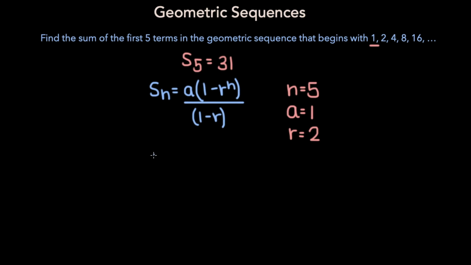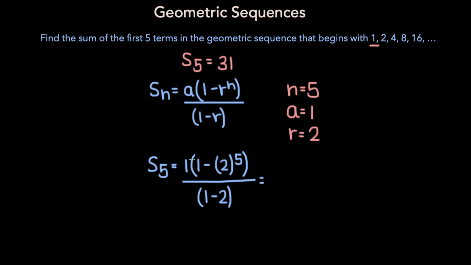And if we plug all these values into our formula, we get that S sub 5 is equal to a, which is 1, times 1 minus r, which we found was 2, to the power n, which is 5. So 1 minus 2 to the 5th power, all over 1 minus r, or 1 minus 2 in this case. And so what we have here is 1 minus 2 to the 5th, or 1 minus 32, over negative 1. 1 minus 32 is negative 31, and negative 31 over negative 1 is 31. And so we verified that this formula works.